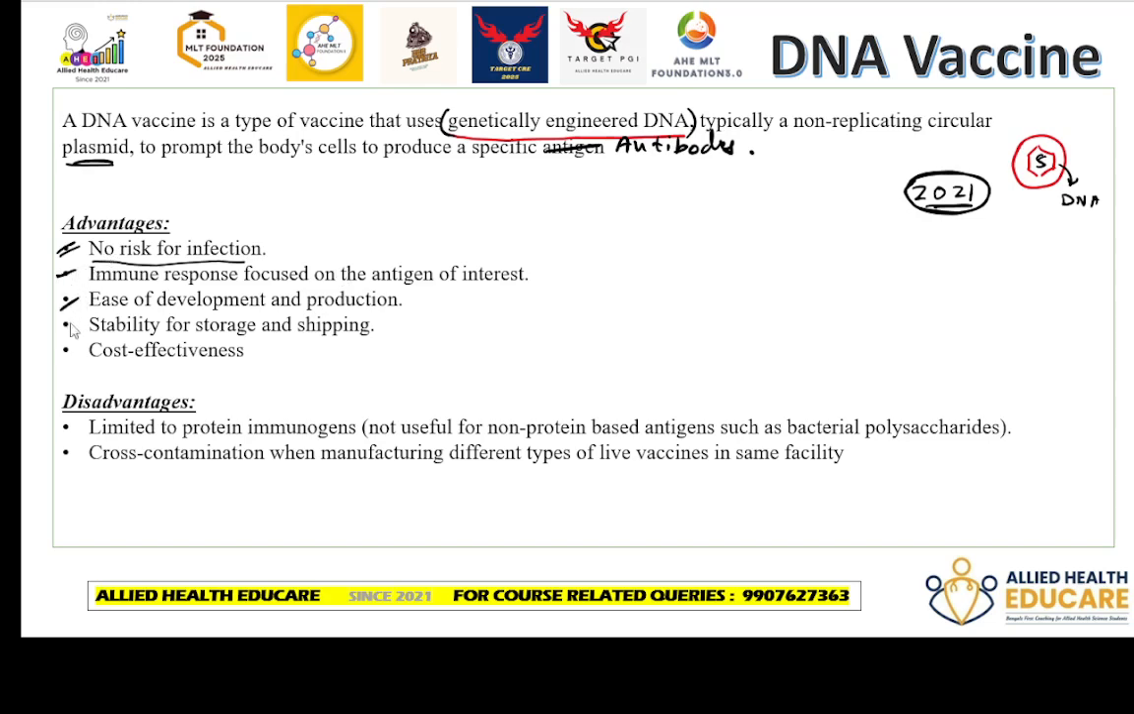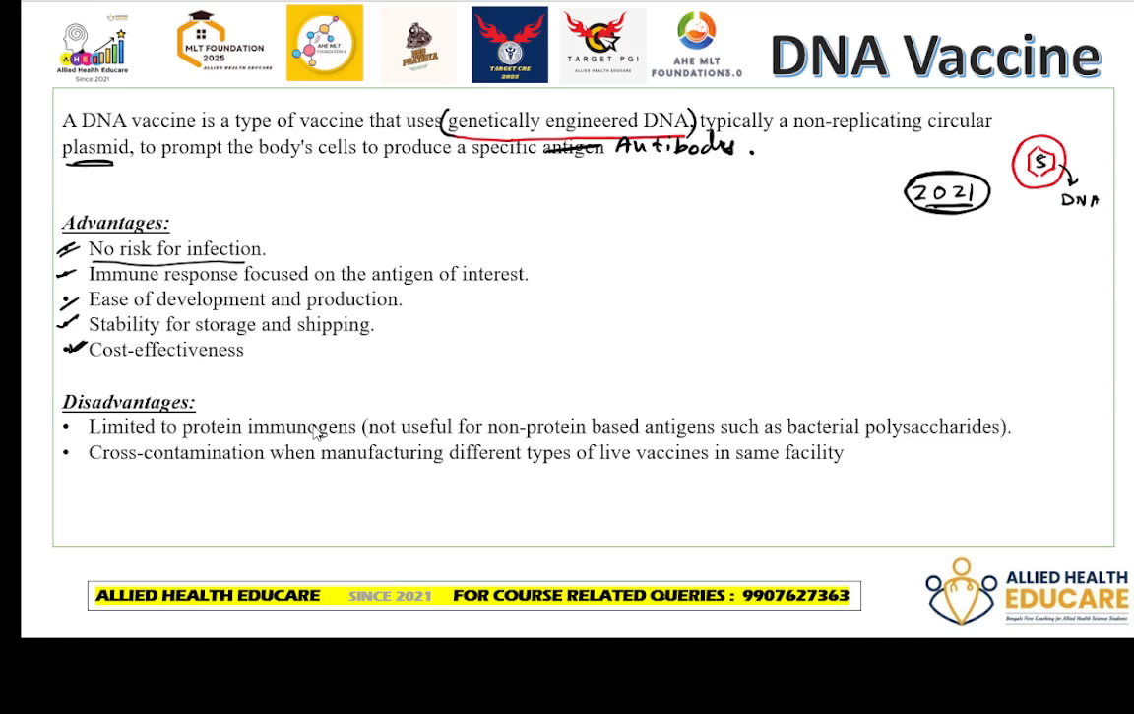Third point is ease of development and production. It is very easy to develop and produce. Fourth is stability for storage and shipping. The DNA vaccine is much more stable as compared to other types of vaccines, and fifth, it is cost effective. So there are five advantages, but there are some disadvantages as well. There is a limitation to protein immunogens. The vaccination is only limited to protein immunogens.